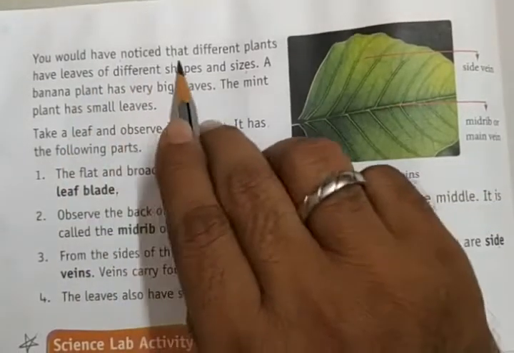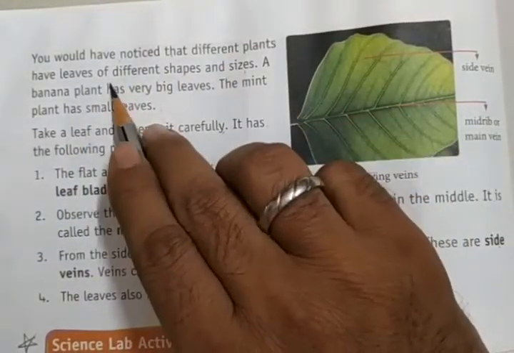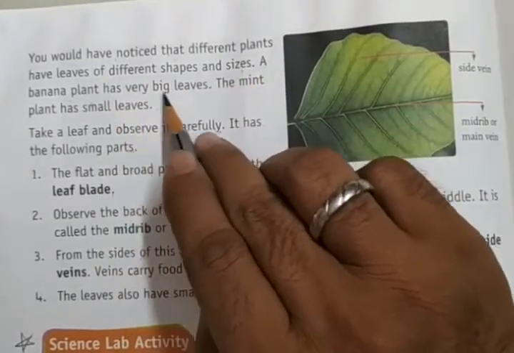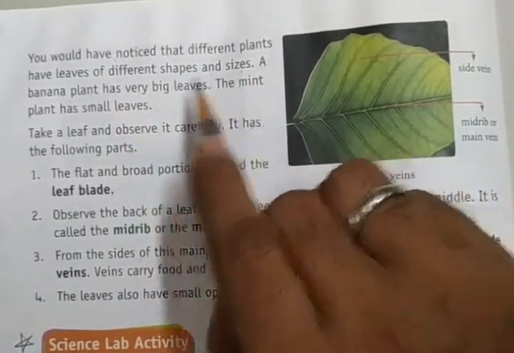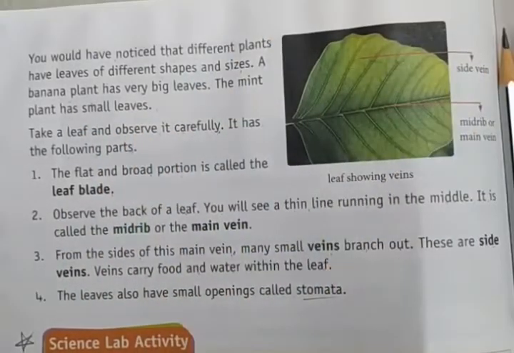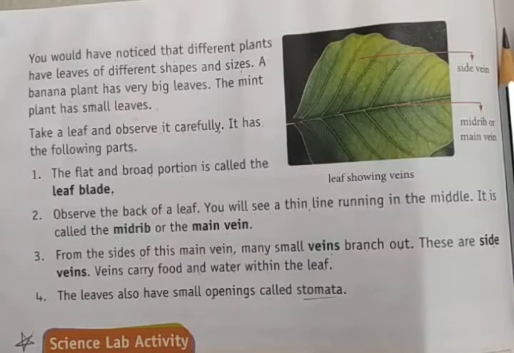You would have noticed that different plants have leaves of different shapes and sizes. A banana plant has a very big leaf. A mint plant has a small leaf. Mint means pudina. Pudina and coriander leaves are very small, while coconut and banana plants have very big leaves.